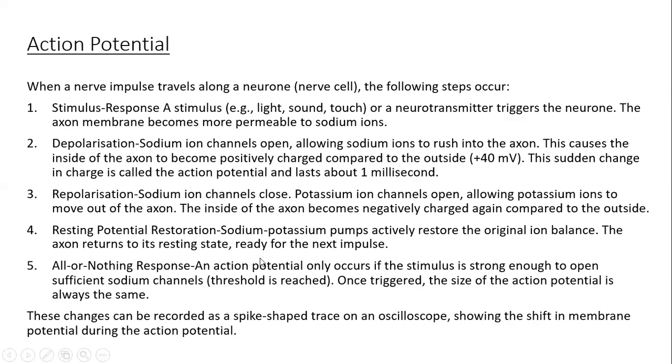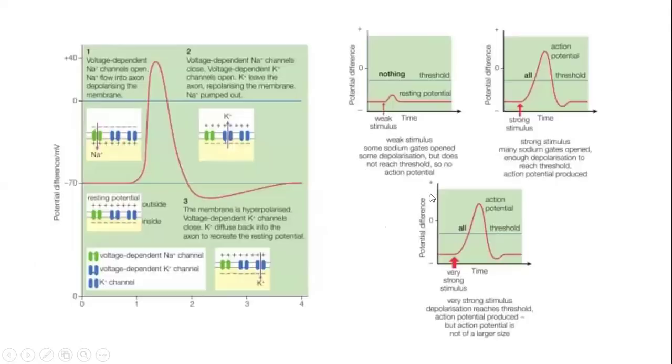Potassium will move from inside to outside, because inside you have more potassium compared to outside. That is repolarization, right? The positivity is going to reduce because the potassium ions are going out. So the inside of the axon will become negatively charged compared to the outside. This is repolarization.